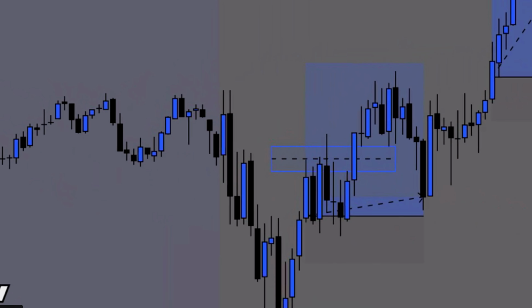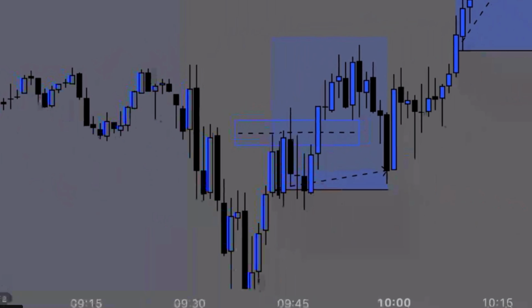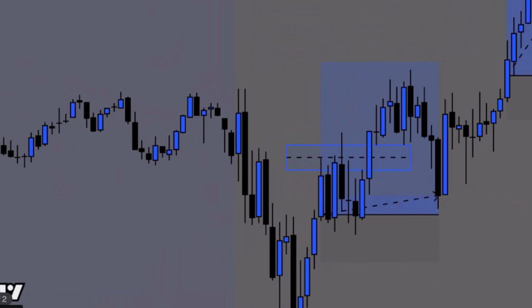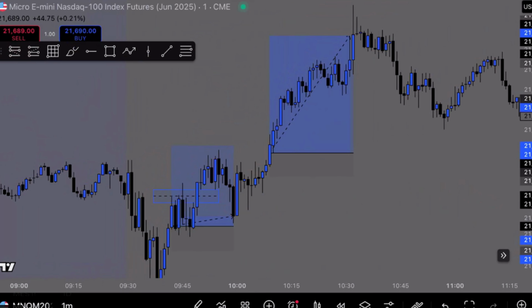Manipulation and displacement is a very good confluence because it is not really spoken of, but if you use it, you can make a lot of banger trades. And this trade that I took, both of these were good trades. This one was taken at the wrong time, but this one was taken at a correct time, and it was a very good trade, very profitable, very good risk to reward.